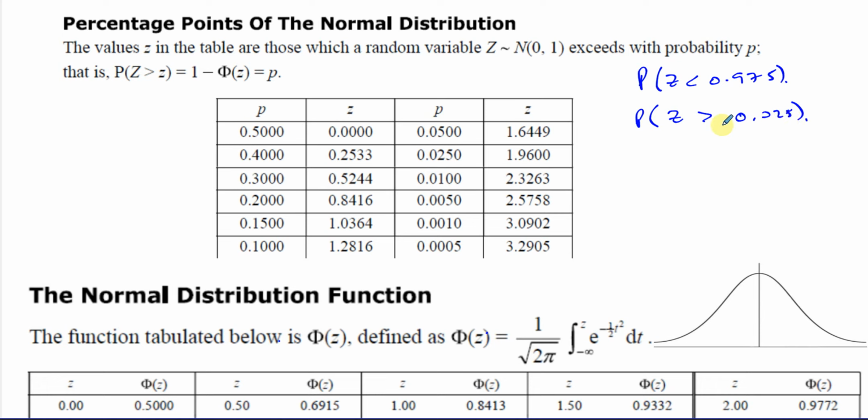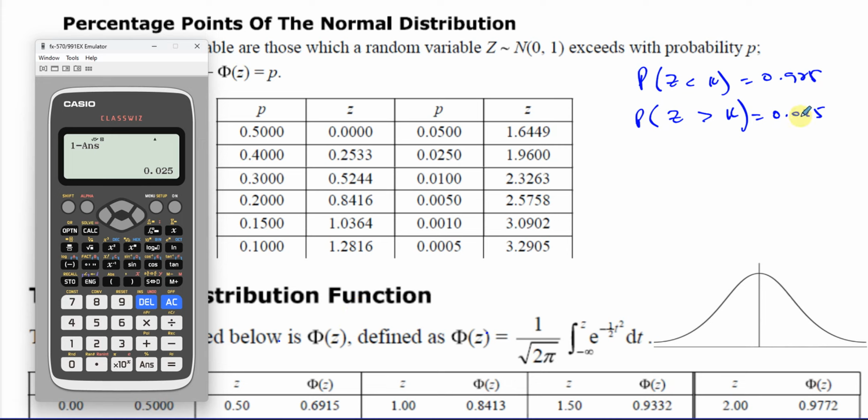0.025. And this table on the top here has probability values. Sorry, Z is less than K is equal to 0.975. So the probability that Z is greater than K is equal to 0.025. Sorry about that, I meant to write that and I wrote something else. So the probability that Z is less than the K value is 0.975, and it's the same as saying the probability that Z is greater than K is 0.025. The same value of K will give both of these, because they add up to 1.